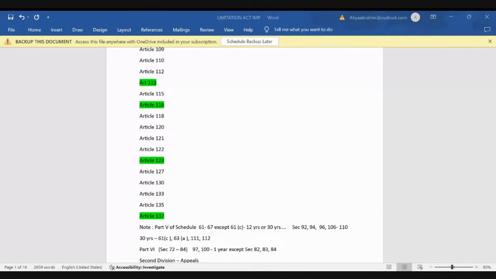You can go through the period of limitation given in all these articles. See, they generally don't ask which article, but if they really want to create a very cut-off and competitive situation, they might also ask the article. But these articles are really important. You cannot miss.